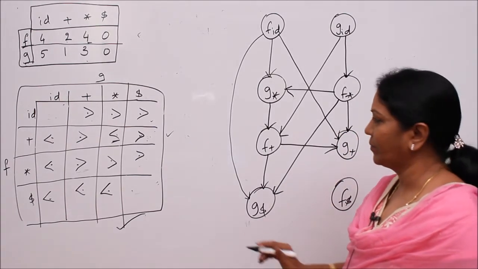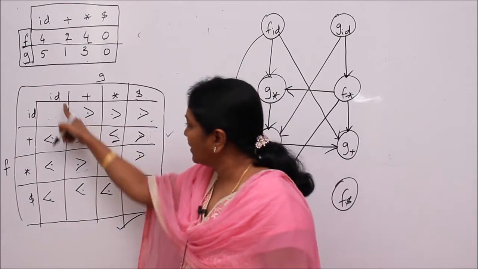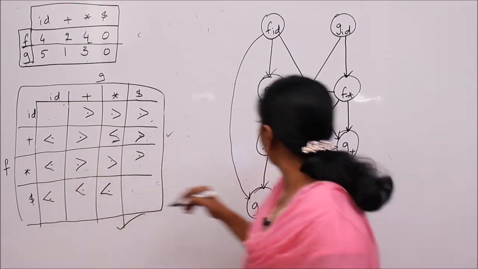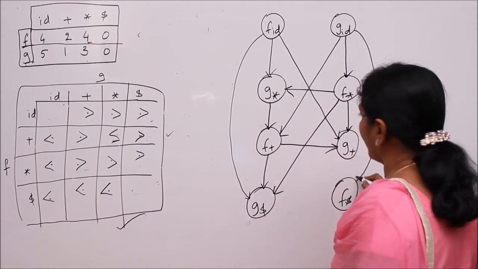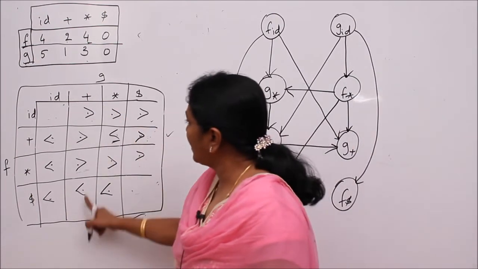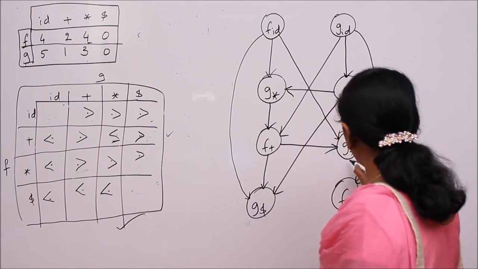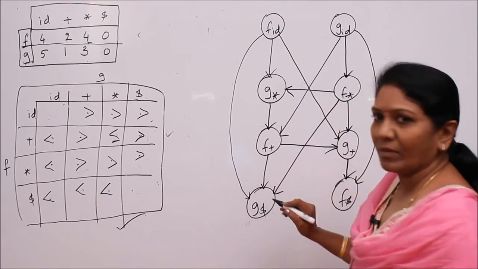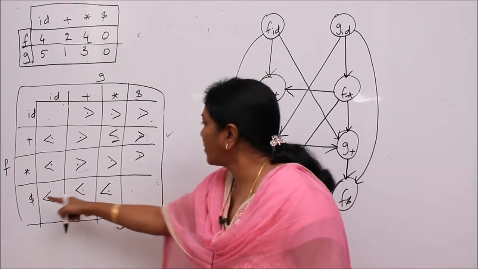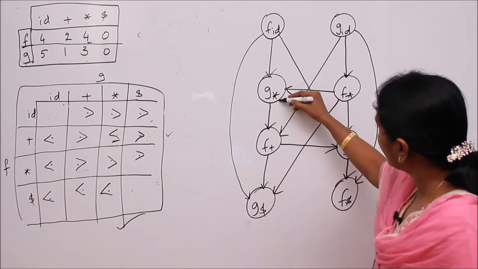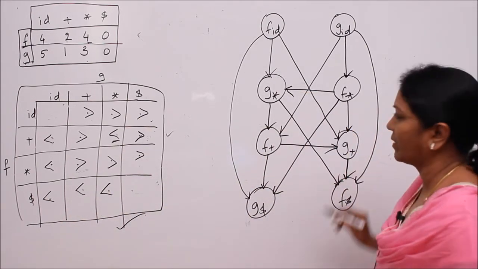Third row is over. Coming to the last row, GID to F dollar. G plus to F dollar. Then G star to F dollar.